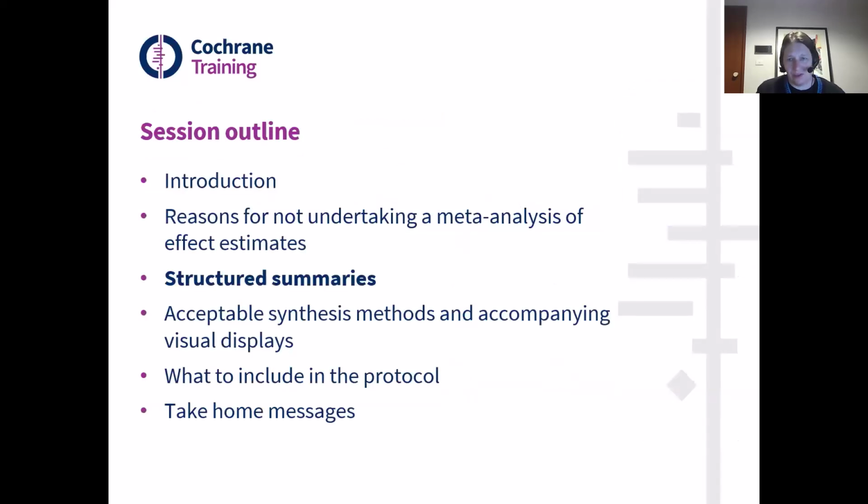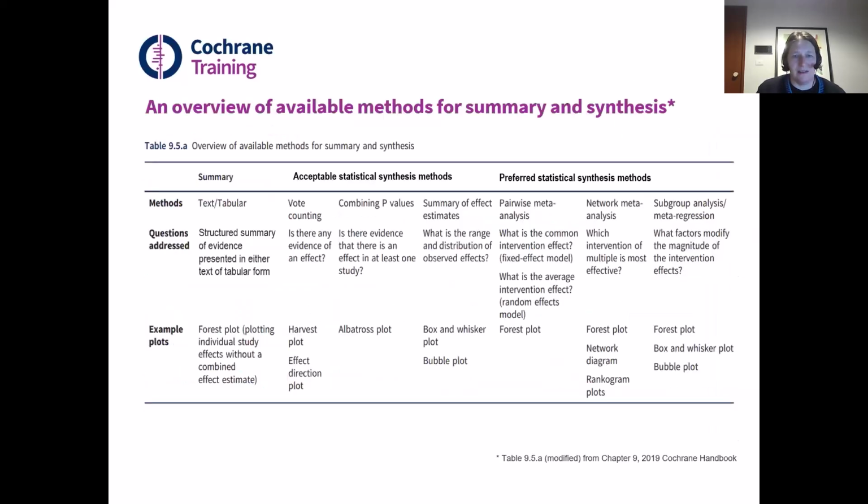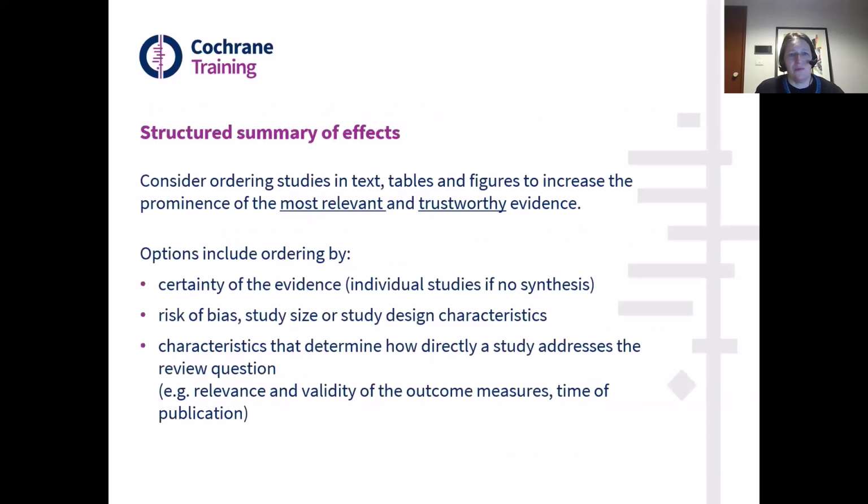Okay, I'm going to begin with structured summaries. As I said, coming back to our overview of the available methods, structured summaries are always an important thing to do in any review. They're particularly important when you're not doing a meta-analysis. One way to think about this is to consider ordering the studies in the text, tables, and figures to increase the prominence of the most relevant and trustworthy evidence. Options include ordering by the certainty of the evidence of the individual studies, risk of bias, study size, or other study design characteristics.